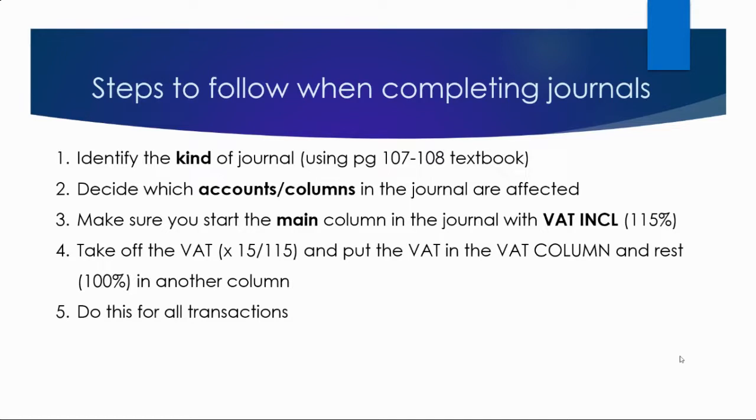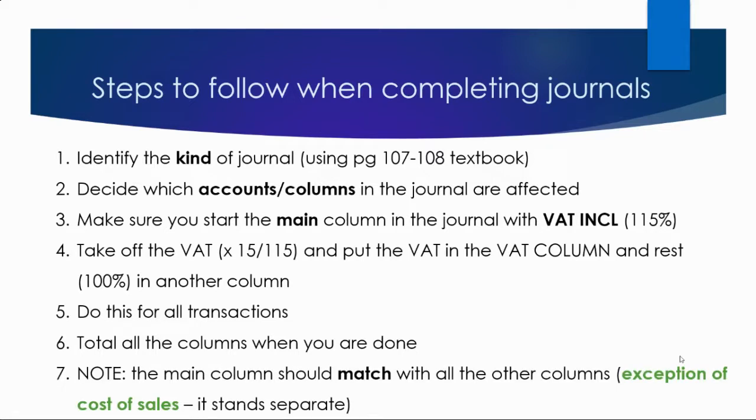Then you do this for all the transactions, and then once you've done this, you total the columns of your journals once you have completed each and every transaction. Now remember, your main column should match your other columns. So that means if you add up all the other columns, you should tie in exactly to the amount in the main column. The only exception is the cost of sales column, which is a standalone column which does not apply to these rules.